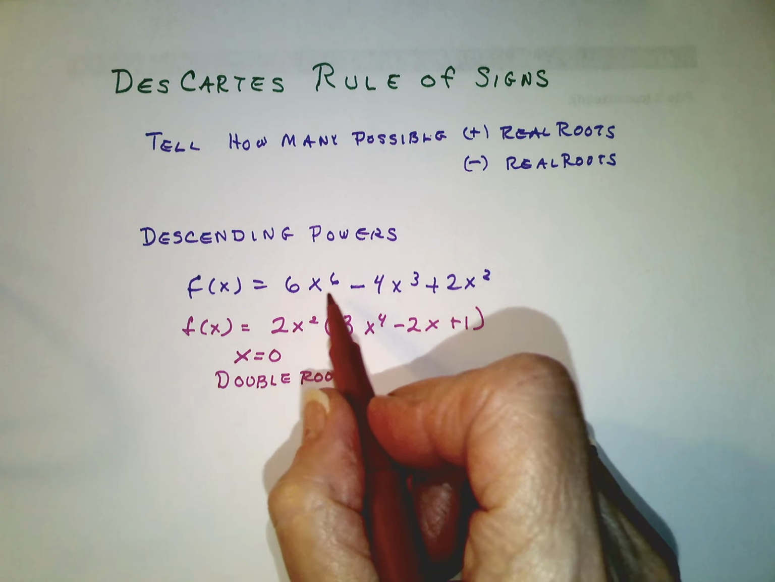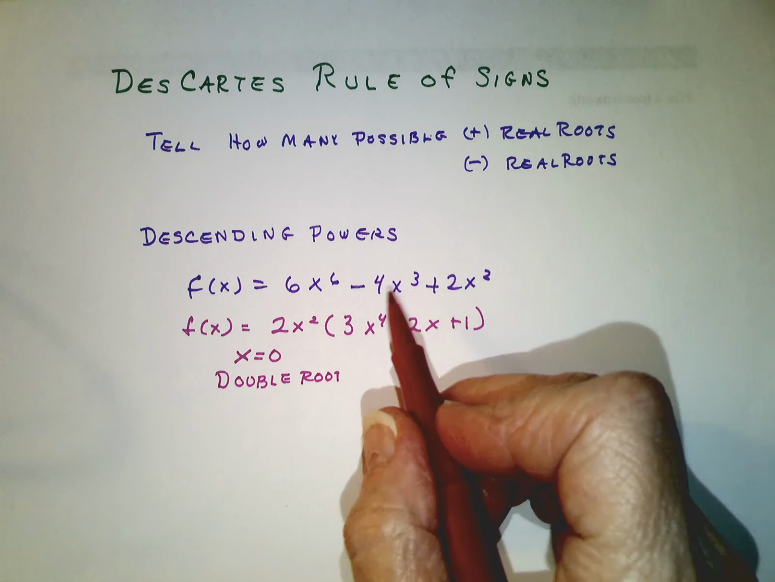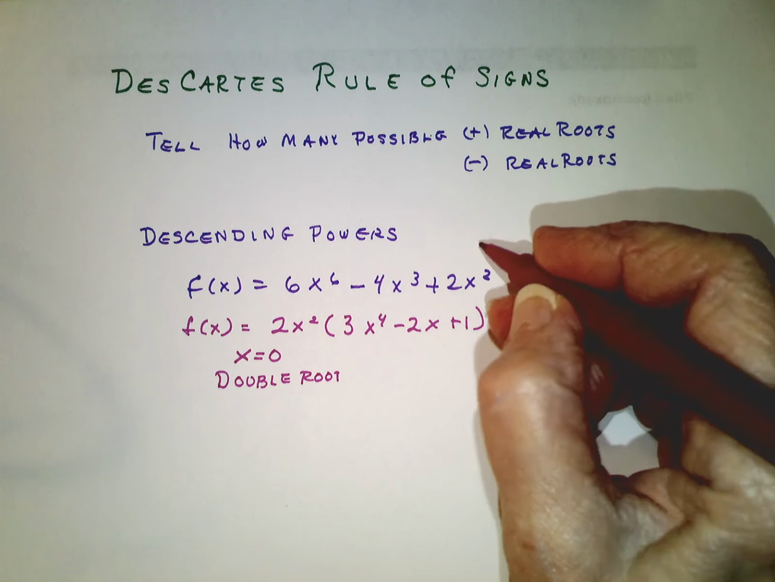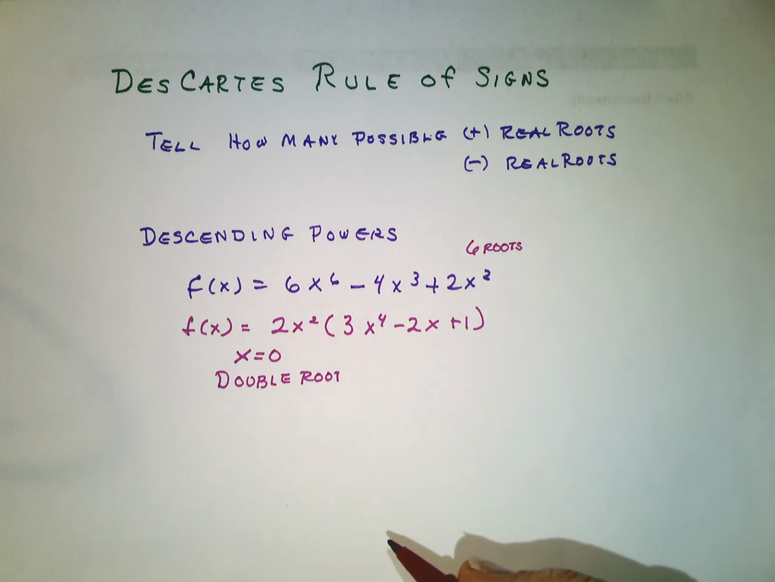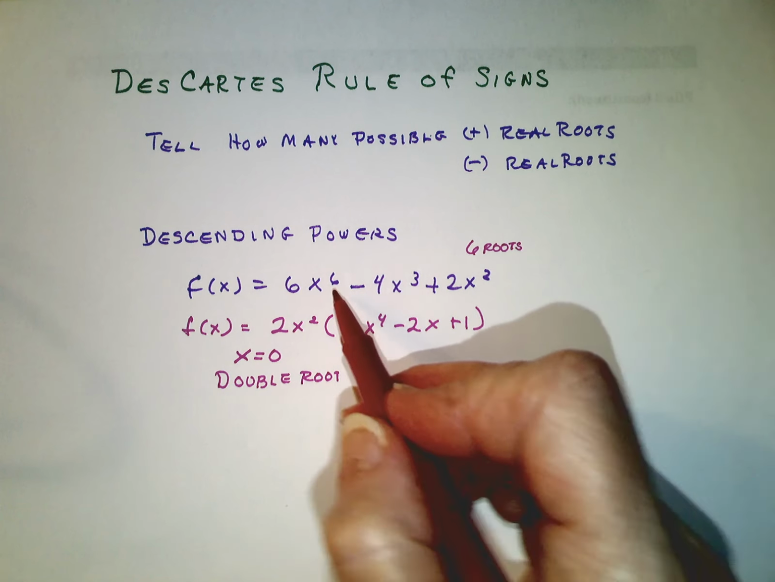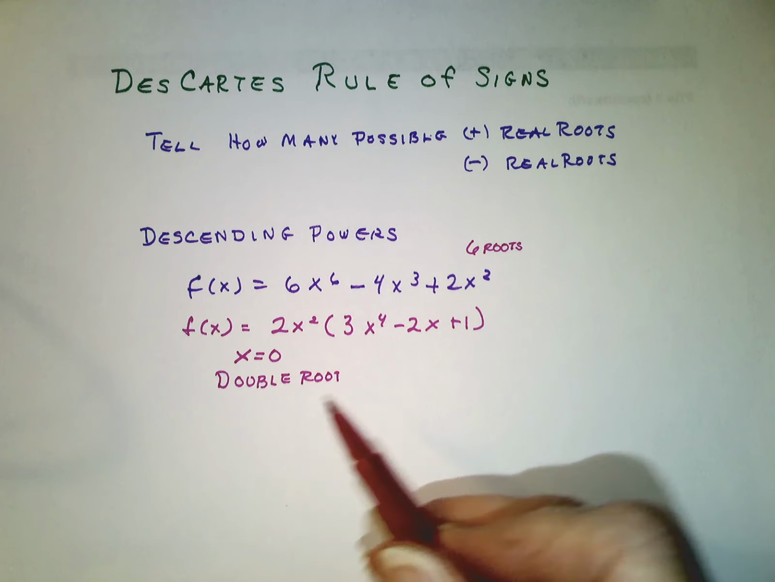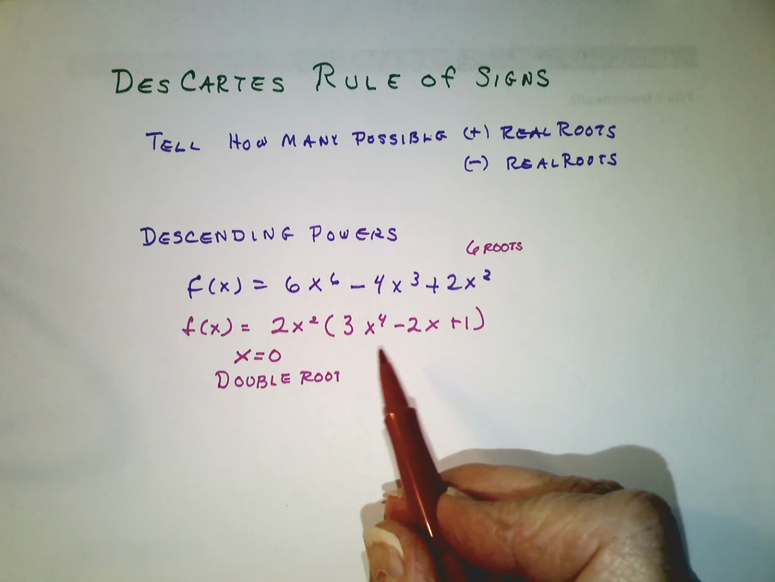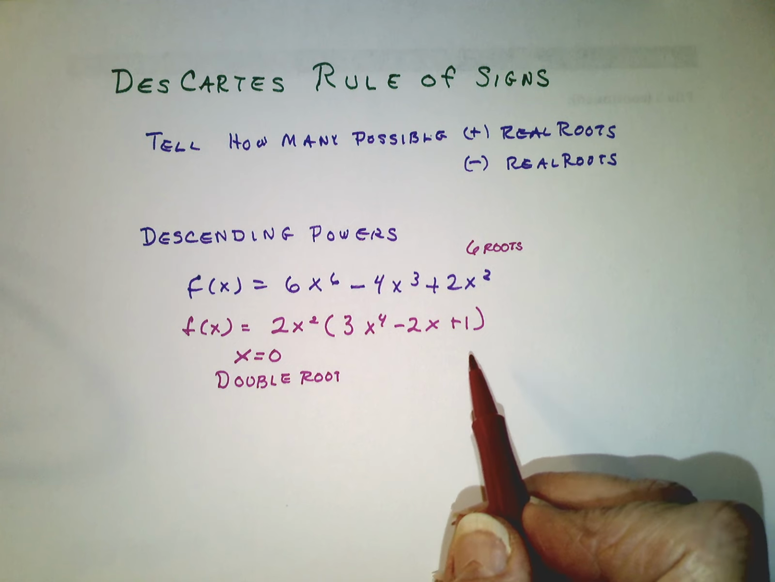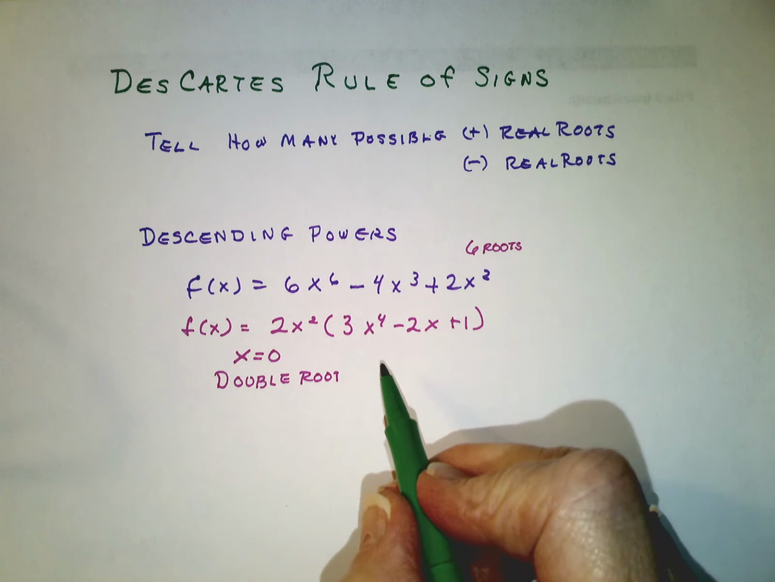So how many roots would you expect for this polynomial? If it's degree 6, it should have 6 roots. And that's the fundamental theorem of algebra. A 6-degree polynomial should have 6 roots. We already know what 2 of them are. So for this particular problem, we would only be looking at this part here, like the depressed polynomial. So we're going to use the rule of signs on this part right here.